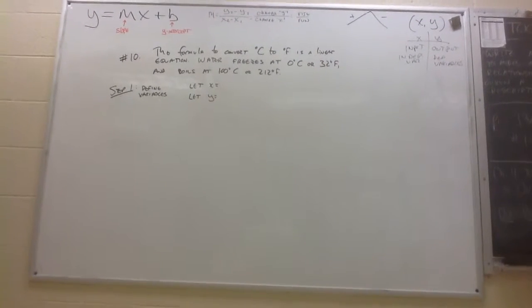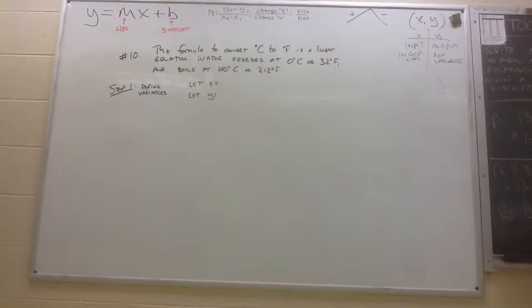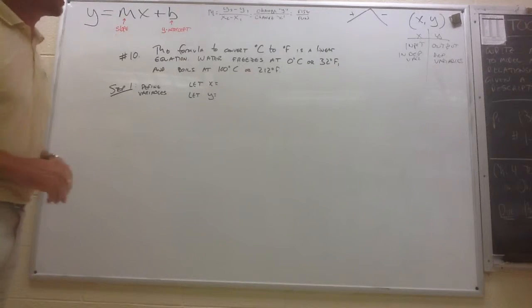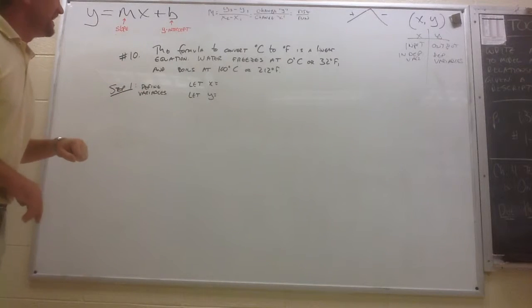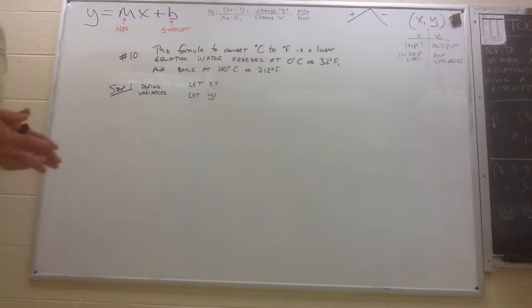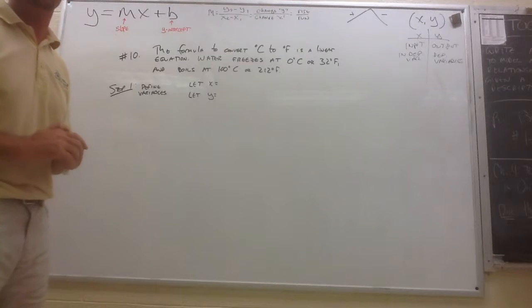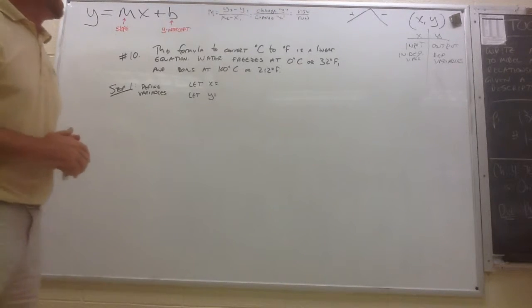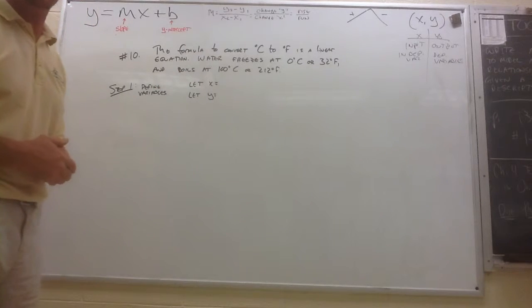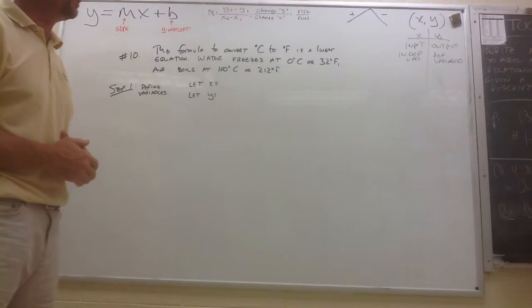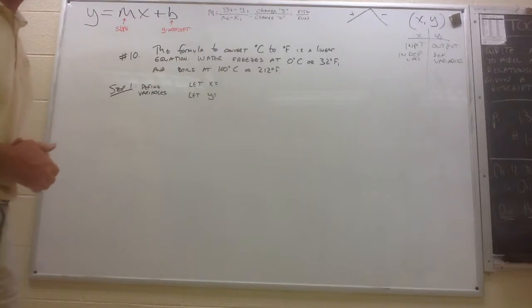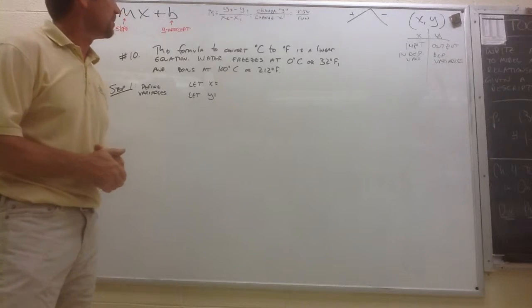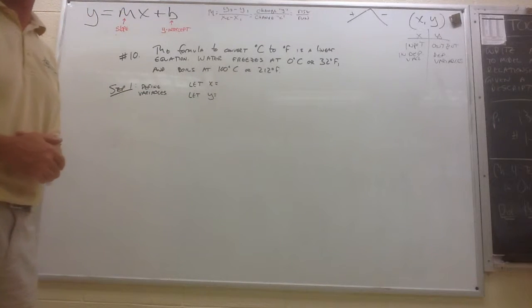Okay, today in class I asked you to write an equation to model a linear relationship when given a description. One of the problems you're going to see on your homework tonight is number 10. It tells us that the formula to convert degrees in Celsius to degrees in Fahrenheit is a linear equation. We know that water freezes at 0 degrees Celsius or 32 degrees Fahrenheit, and it boils at 100 degrees Celsius or 212 degrees Fahrenheit.